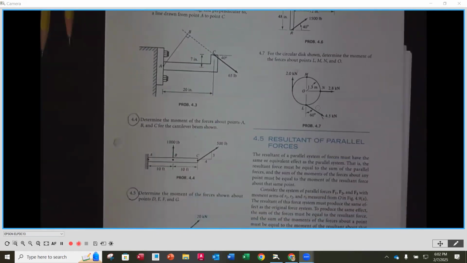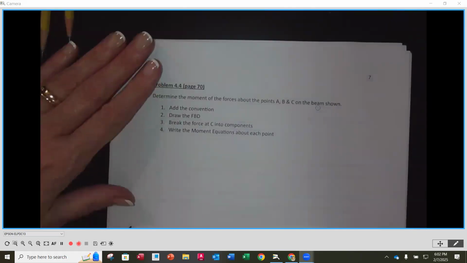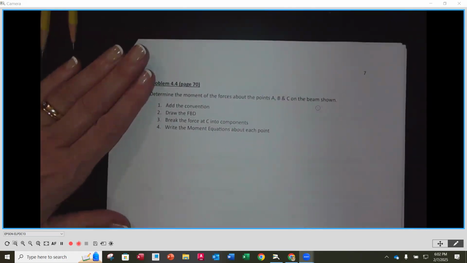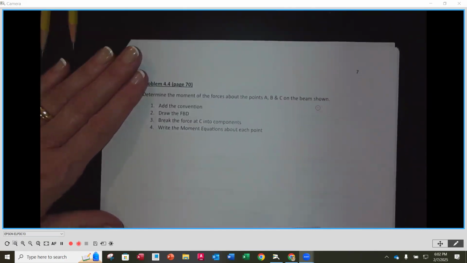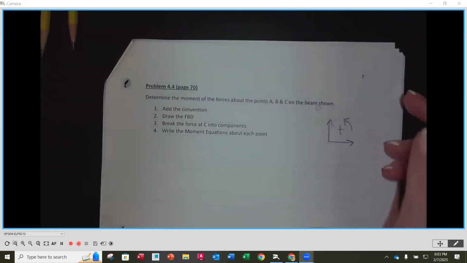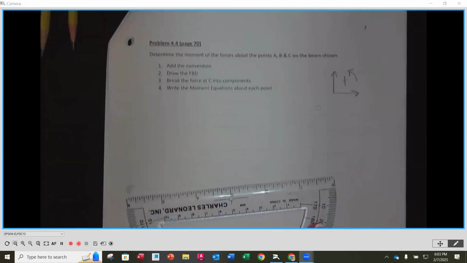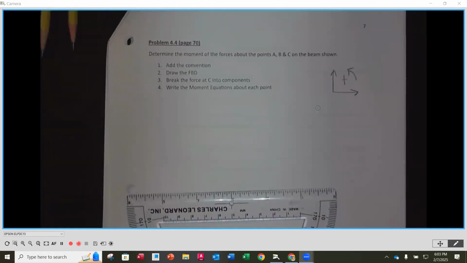So determine the moment of the forces about points A, B, and C for the cantilever beam shown. Okay, so we are first going to draw a good free body diagram and then set our convention, and then we're going to find what the moments are about each one of those points. So I'm going to add my convention right away. Again, that's per problem. We're adding the counterclockwise rotation because as we look at summing moments, a moment is a rotation about a point, and a counterclockwise rotation is going to be considered positive.